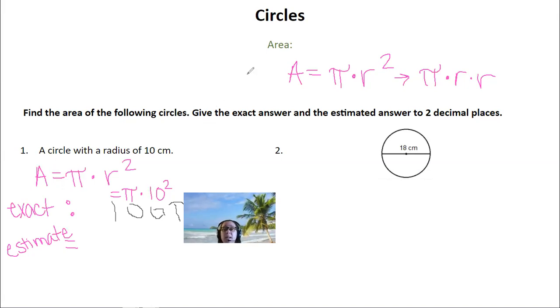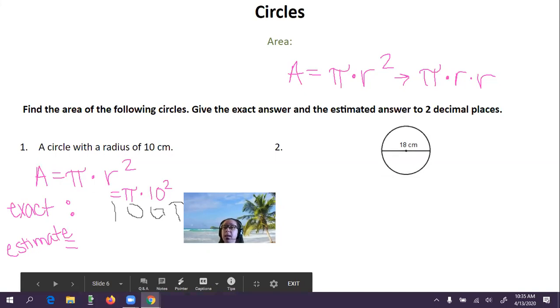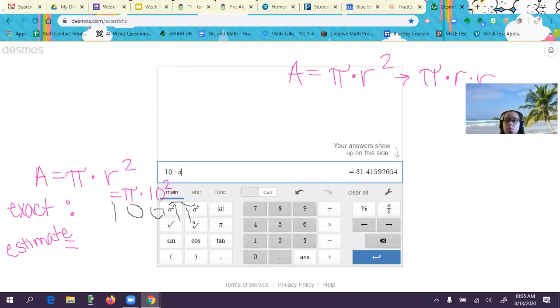Yeah, very good. I would go for my exact answer, and just to show it again, just to make sure we're on the same page, I would go 100 times pi, which is 314.16.